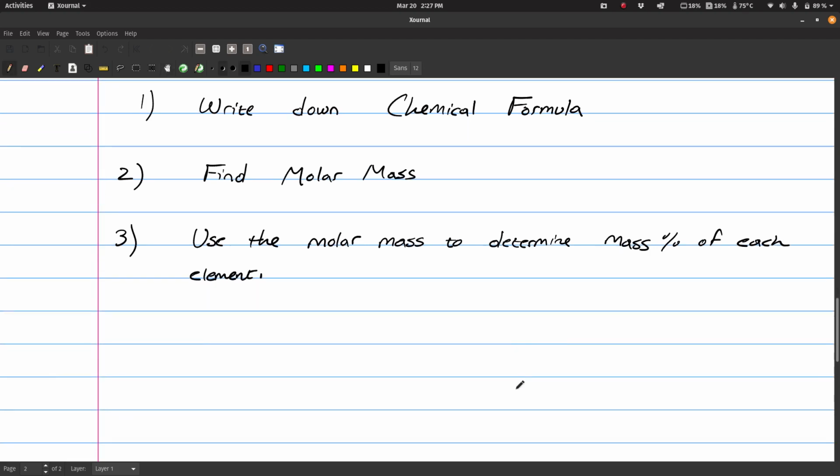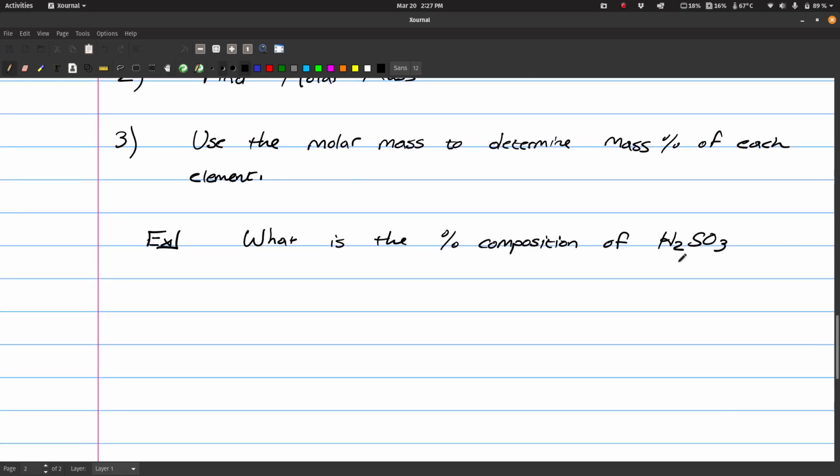Alright, so let's do an example of this. What is the percent composition of H2SO3? So we have the chemical formula, so let's write it down.